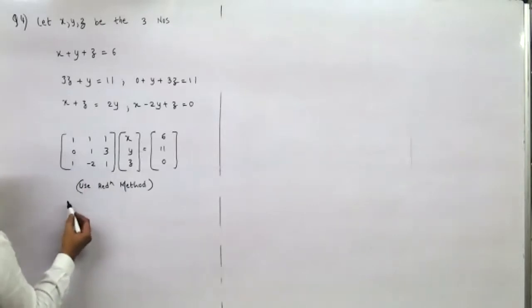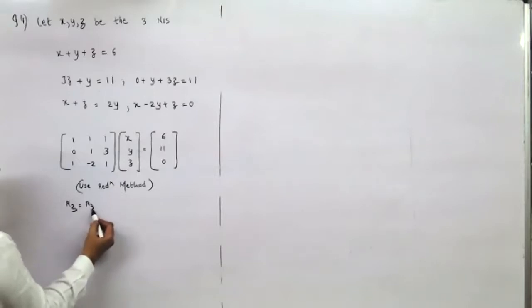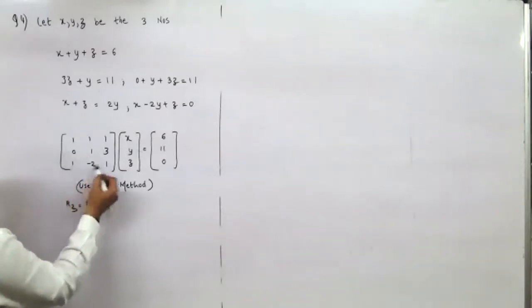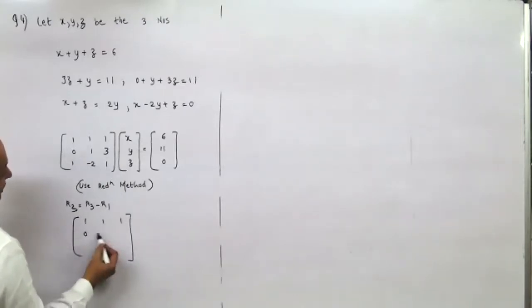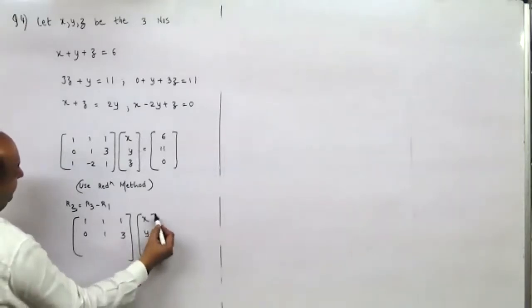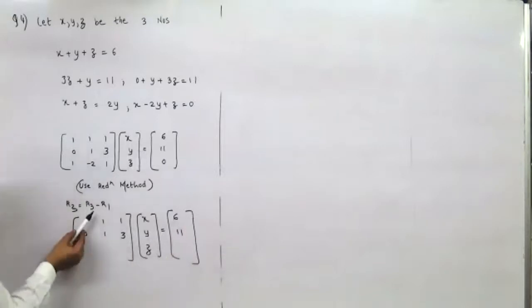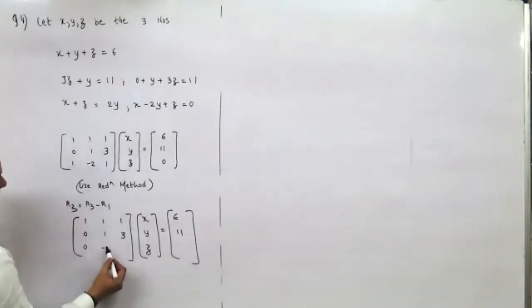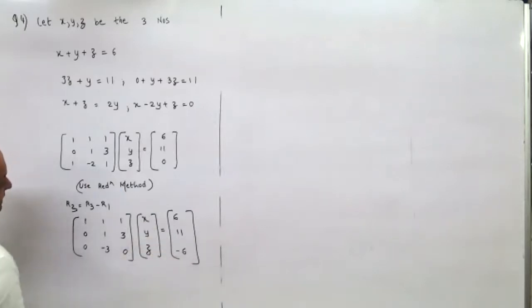First of all, I'll say R3 equals R3 minus R1. Since this is 1, it would become easier for me to solve. So 1, 1, 1. Here, this is 0, 1, 3. This is x, y, z. This is equal to 6, 11. Here, 1 minus 1 is 0, minus 2 minus 1 is minus 3, 1 minus 1 is 0, 0 minus 6 is minus 6.